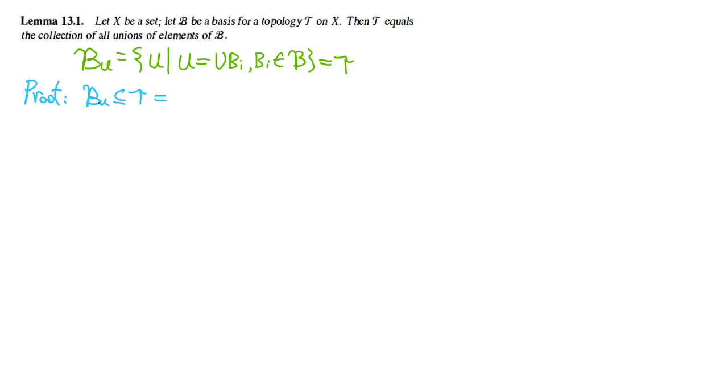This relationship is equivalent to saying that for any U from BU, this U should be an element of T. So we only need to prove that U is an element of T. And why is this true? Because for any U inside of BU, U is a union of B_i, and the B_i are basis elements from the basis. Because we know that the B_i are basis elements, they should be elements of T. We have proved this before.